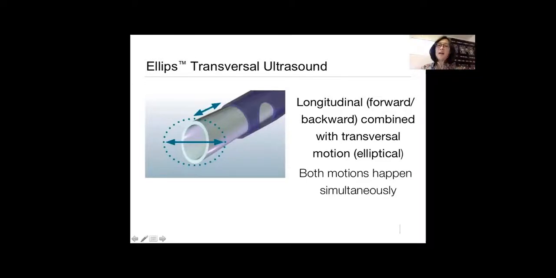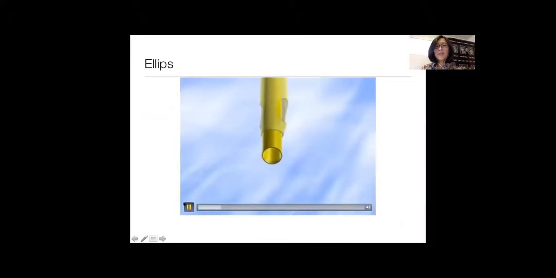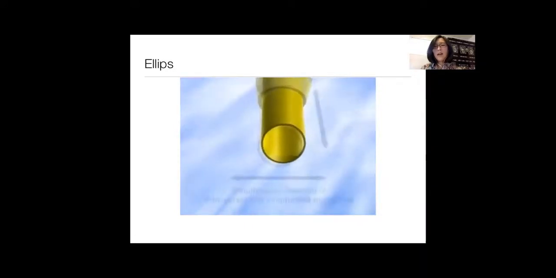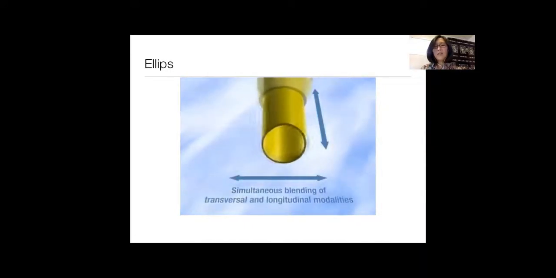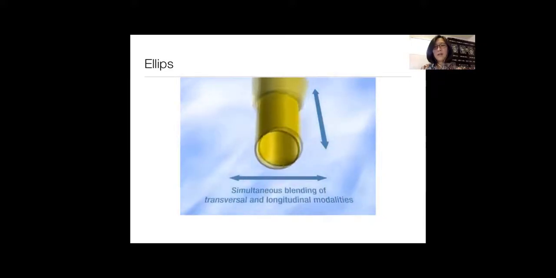This has been modified with various other modalities. So transversal ultrasound combines a longitudinal forward and backward motion with a transversal elliptical motion, and these motions happen simultaneously, as we can see here. And so this combination of a forward with a transverse motion then provides additional physical energy to break up this lens without converting into additional dissipated energy that affects the endothelium.